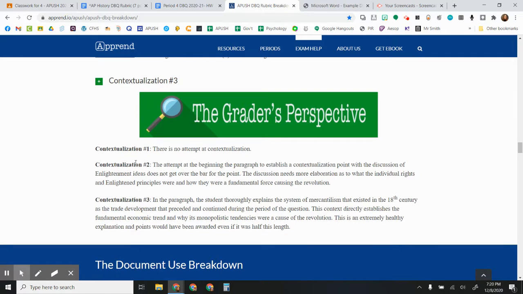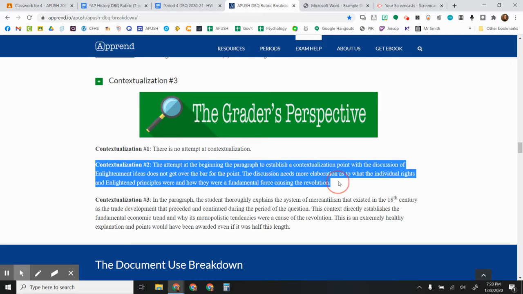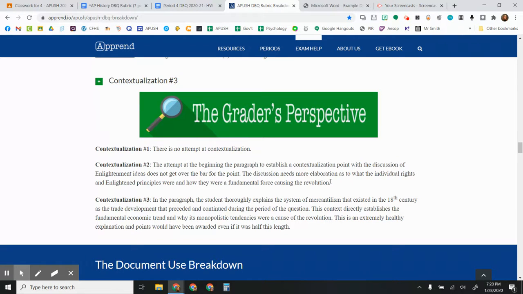So let's look and actually see what they said. Contextualization number 1, there was no attempt. Okay, that's what I thought. Contextualization number 2, the attempt at the beginning to establish it with a discussion does not go over the bar for the point. Discussion needs more elaboration as to what the individual rights and principles were and how they were a fundamental cause of the revolution. So just like me, they didn't think that earned the contextualization point.